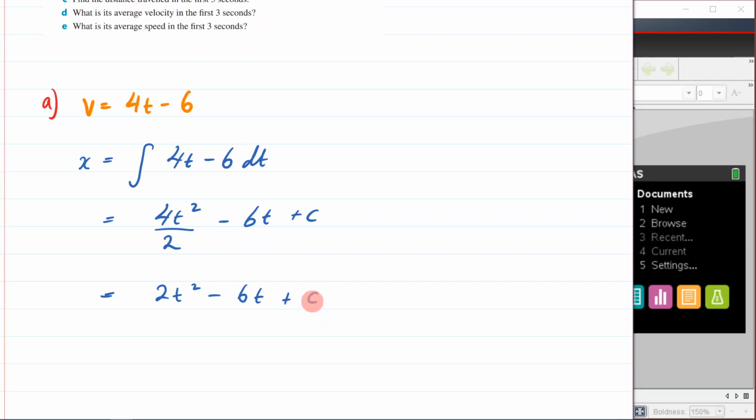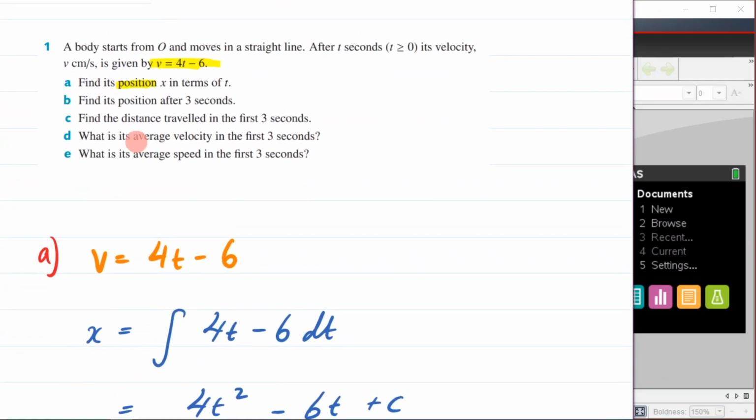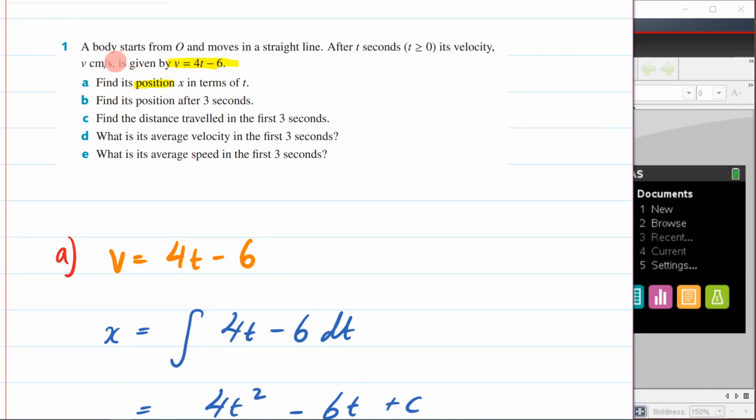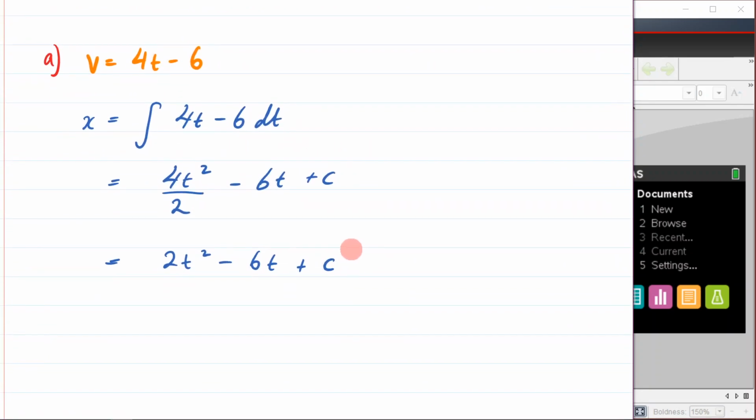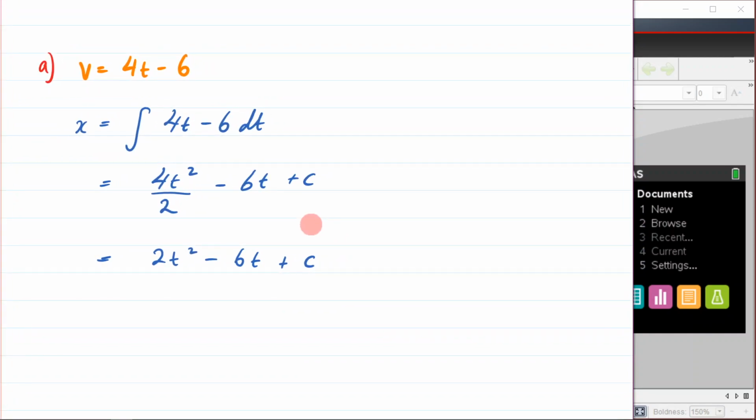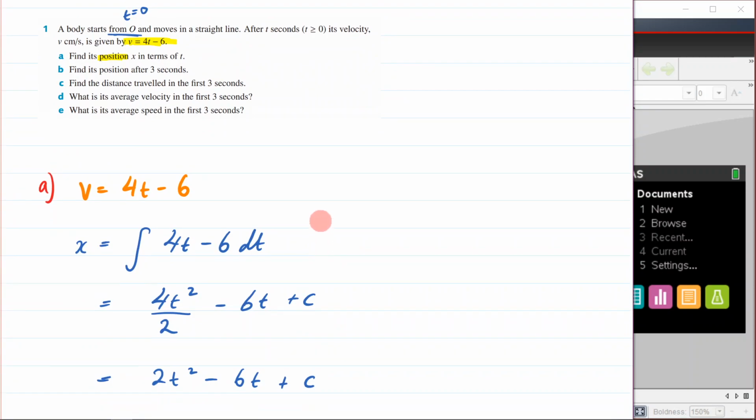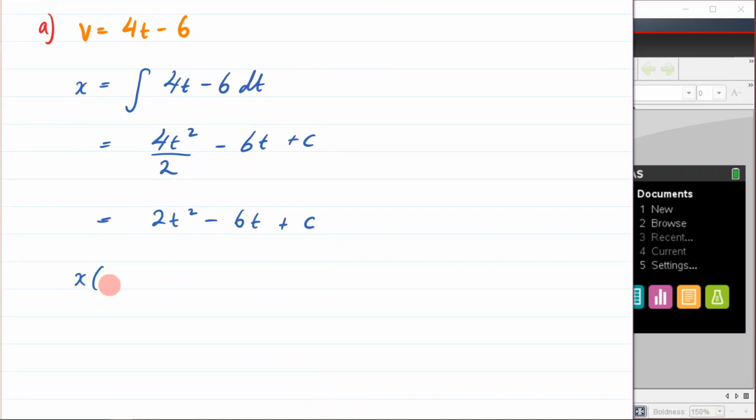Now, once I've done that, I need to figure out what c is. And in fact, they've given us enough information in the question to figure that out. It's because it says the body starts from the origin. So that means when t is equal to 0, I'm at the origin. So in other words, I know that x of 0 is 0, because I know when t is 0, it is at the origin. So therefore, I can use this to help me figure out what I need to do here.